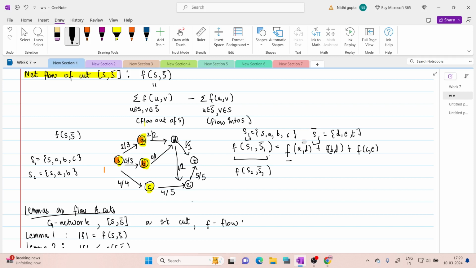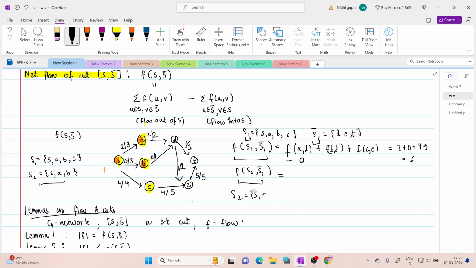So is there any edge which is going from S1 bar to S1? Do we have any edge like that? No, we have nothing. So we'll subtract nothing. So it is 2 plus 0 plus 4 minus 0, which is 6. Now if S2 is SAB, what is the net flow? First of all, what is the outflow?